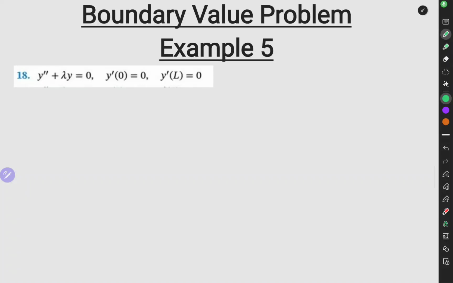Example 5, boundary value problem. Alright, let's see if I can go through this really quickly. Remember, these are in terms of x. Why is it in green? Okay. Remember, these are in terms of x.